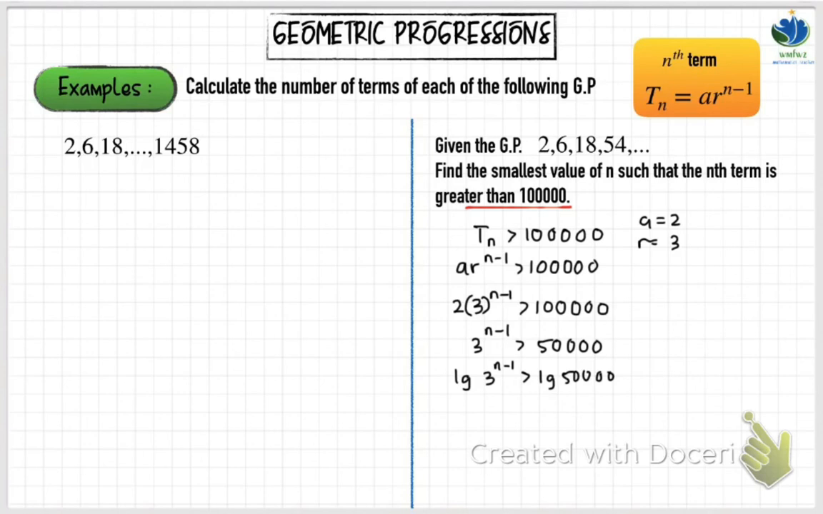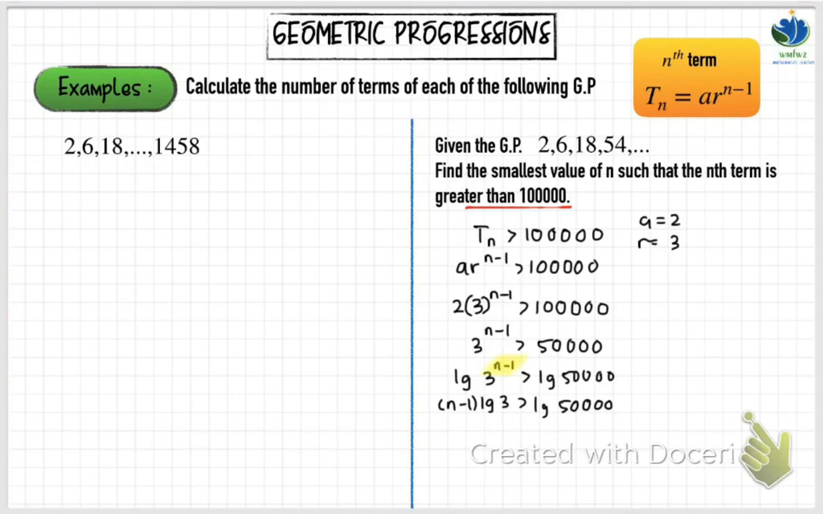Kalau log, kena apa? Bawa ke depan. Okay, bring the power in front. So dia akan jadi in bracket N minus 1, log 3, greater than log 50,000. Can you understand? Boleh faham? Okay, next what should you do?